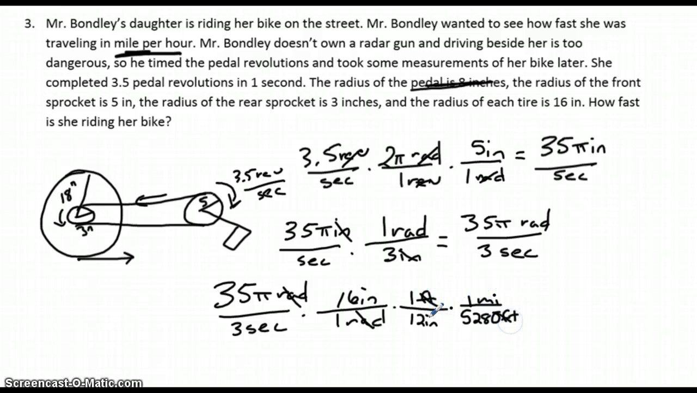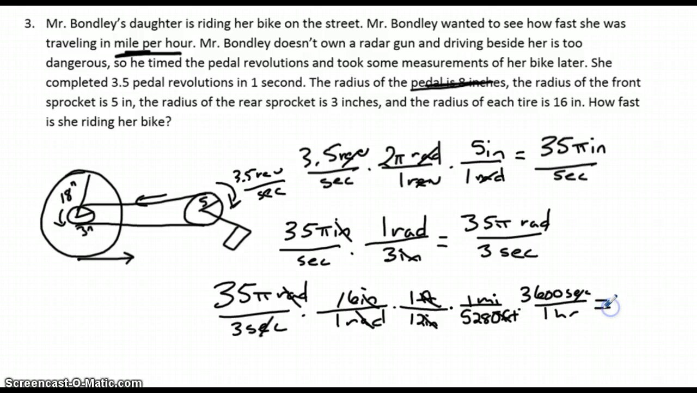We now have miles in the numerator. Let's change seconds to hours. 3,600 seconds in 1 hour. Our units are now miles per hour.